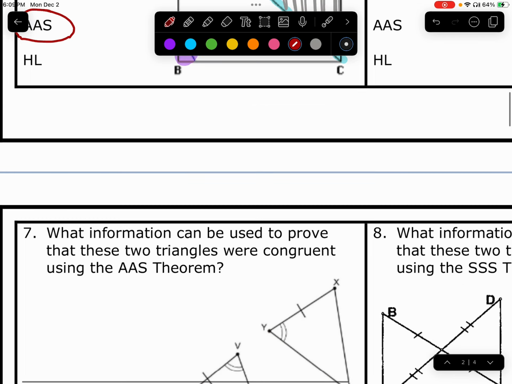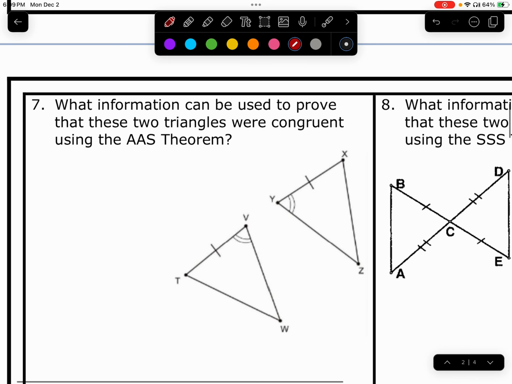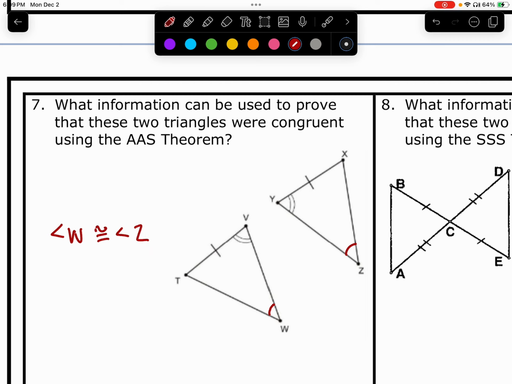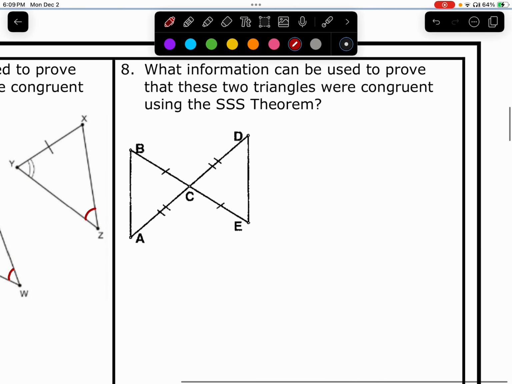All right, number seven. What information can be used to prove that these two triangles were congruent using the AAS theorem? So we need two angles and a side. Now, we cannot use this angle because the side is not included. It's not between the angles. So we're going to have to use this angle. So basically, we need to know that angle W is congruent to angle Z. Go ahead and try number eight.